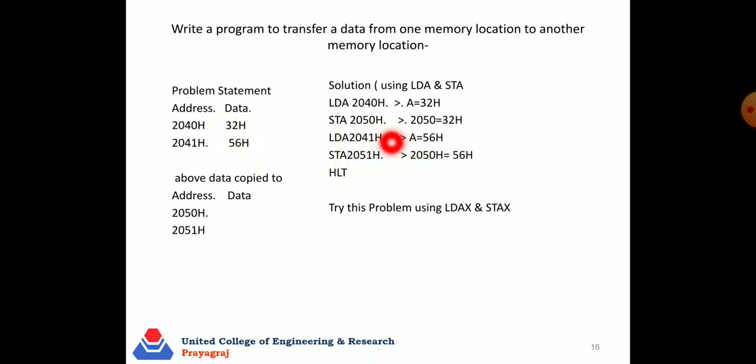Once we have the data in the accumulator, we again write the instruction STA 2051H. So after execution of this instruction, 2051H is 56H. Then HLT. HLT is halt. Halt means stop the program. So that is the example.